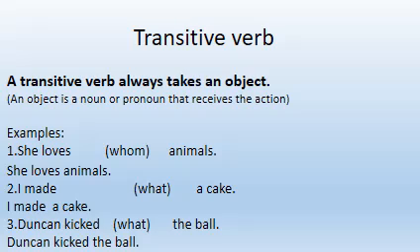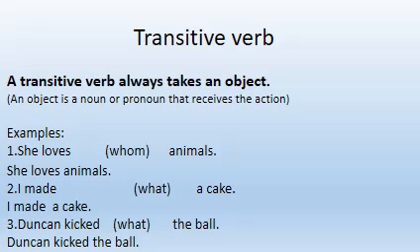Next, the second step to identify a transitive verb is that you can ask the question to the verb, whom or what, and if you receive the answer, it means it is your transitive verb. So look at the example. She loves whom? Now you are getting the answer, animals. So it is your transitive verb.